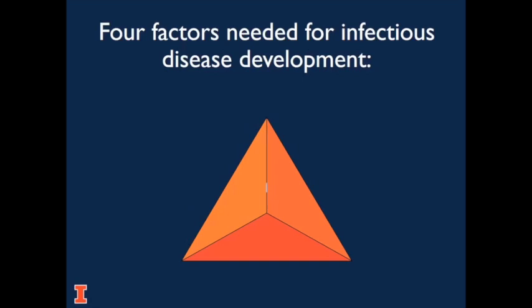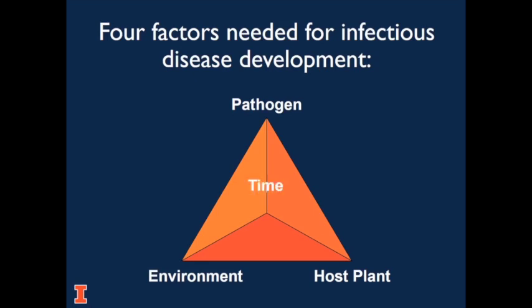The traditional disease pyramid illustrates the fundamental relationships between the four factors needed for an infectious disease to develop: a pathogenic organism capable of causing disease, a host plant susceptible to infection by the pathogen, a favorable environment for the pathogen, and time, both the specific point in time at which a particular event in the disease development occurs and the length of time during which the event takes place.